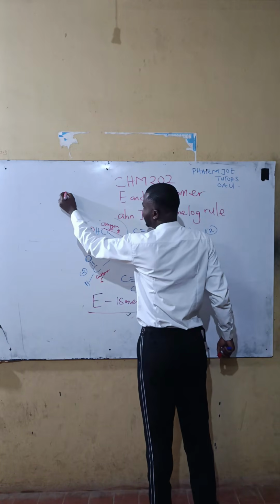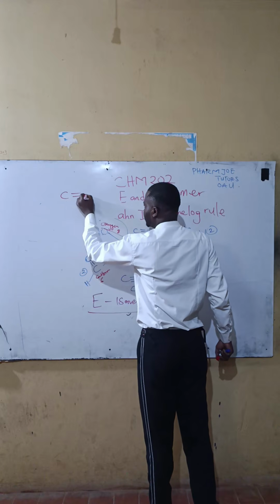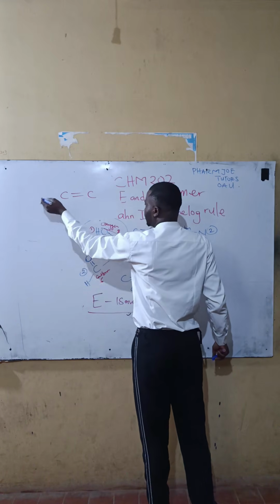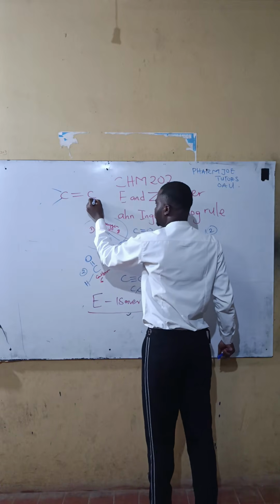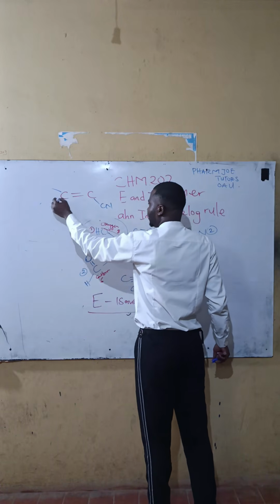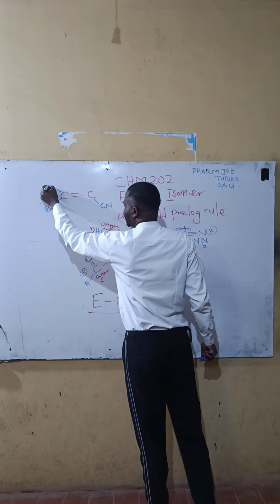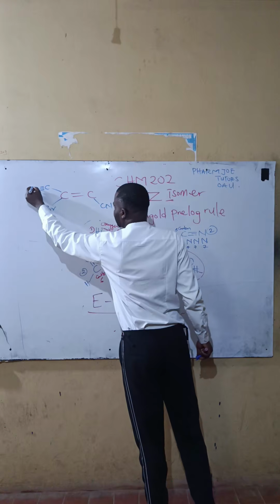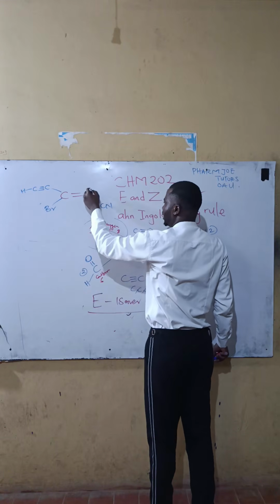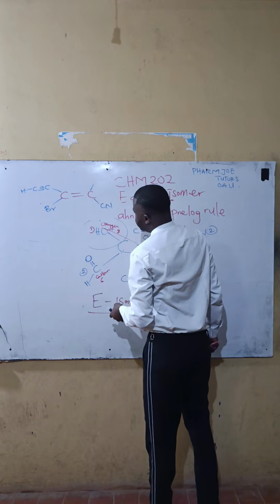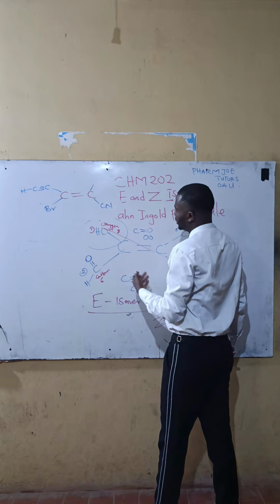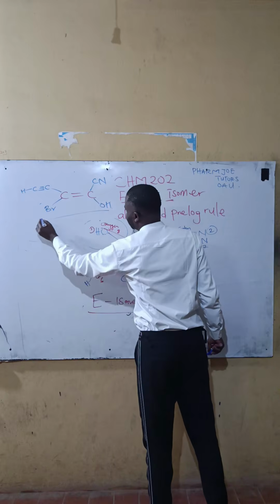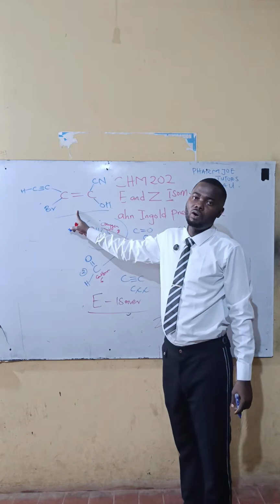So can you address this question? Can you try this yourself? C double bond C. I want somebody to try this question. Let's see somebody who can do this. Let's say we have CN here, we have Br here, we have C triple bond CH here. Then we have, let's say, so easy. Let's make it easier. We have OH here, then we have CN here. Try this. I want to know if it is E isomer or a Z isomer.